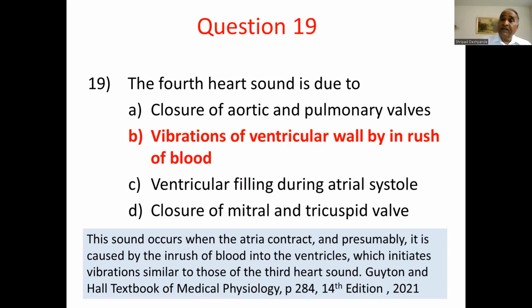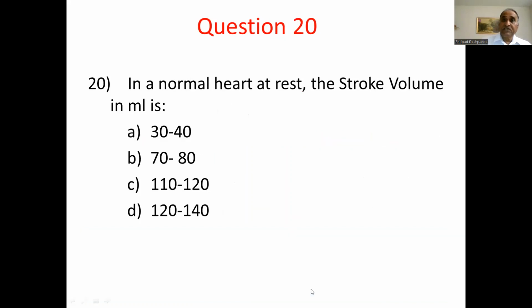Closure of the aortic and pulmonary valve is the second heart sound. Ventricular filling during atrial systole may be the third heart sound. Closure of the mitral and tricuspid valve is the first heart sound. So option B is the correct response, and you have this reference of Guyton here, and you can find it on page 284. Coming to the last question, a very easy question.